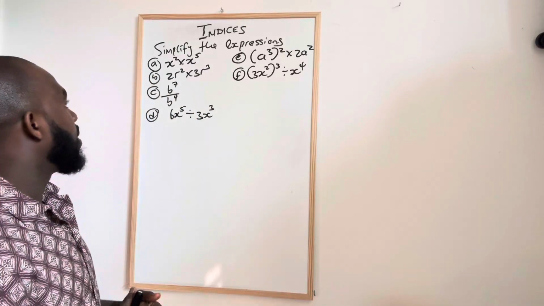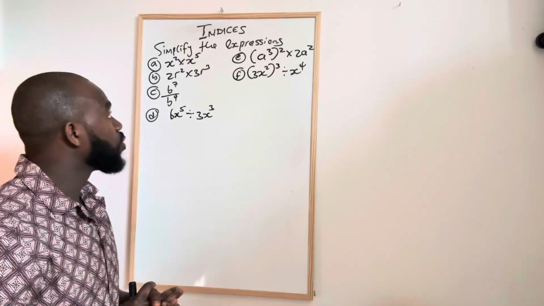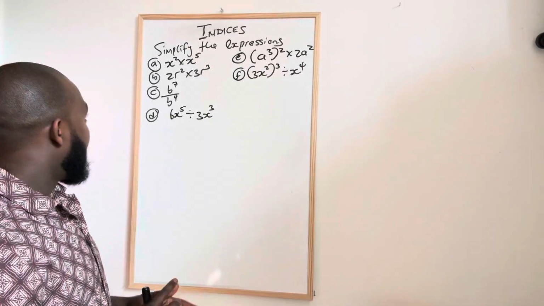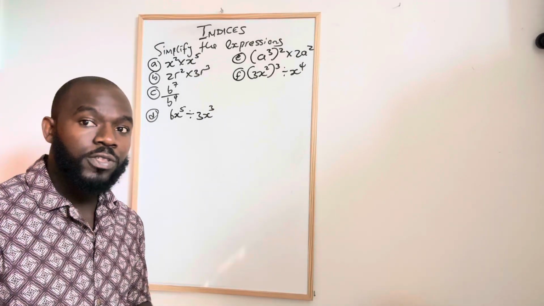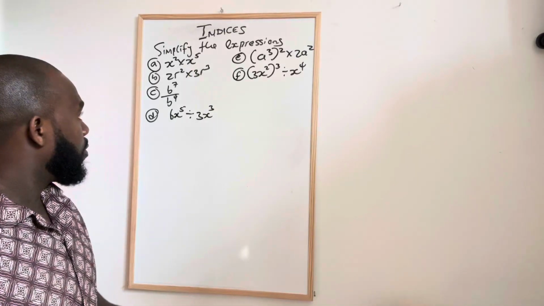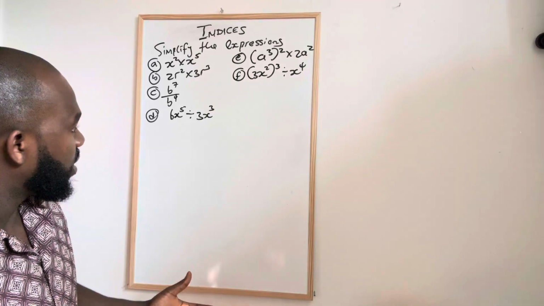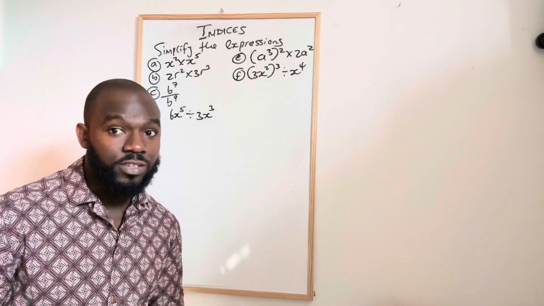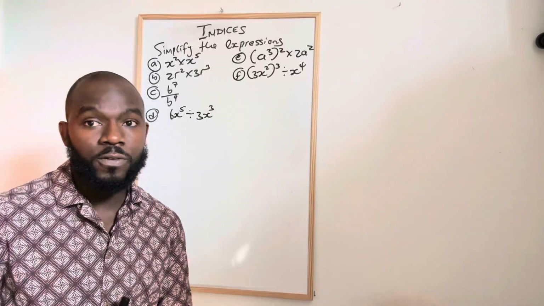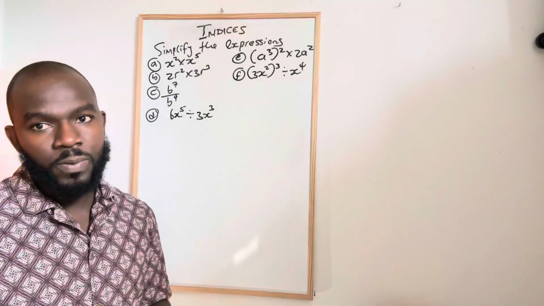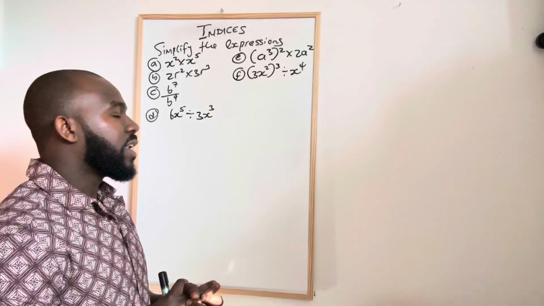So today we have 6 questions on the board, and the first one has to do with x raised to the power 2 times x raised to the power 5, and B has to do with 2r raised to the power of 2 times 3r raised to the power of 3. And then we have b raised to the power of 7 all over b raised to the power of 4. And then we have 6x raised to the power of 5 divided by 3x raised to the power of 3. And then we have a raised to the power of 3 all raised to the power of 2 times 2a raised to the power of 2. And then we have 3x squared all raised to the power of 3 divided by x raised to the power of 4.